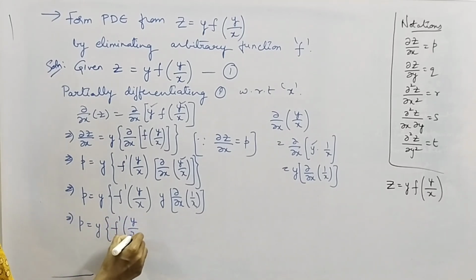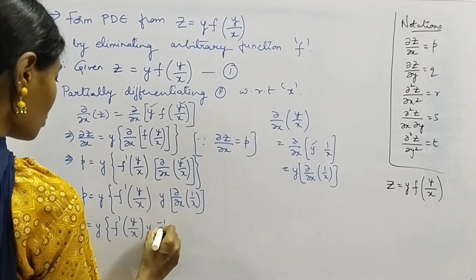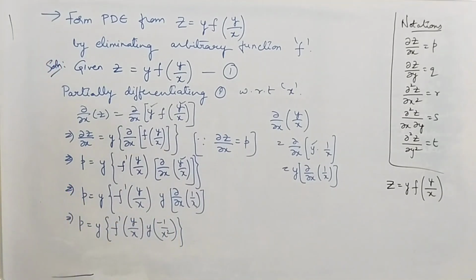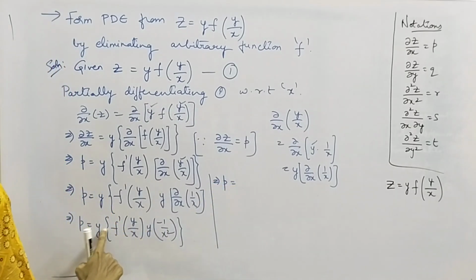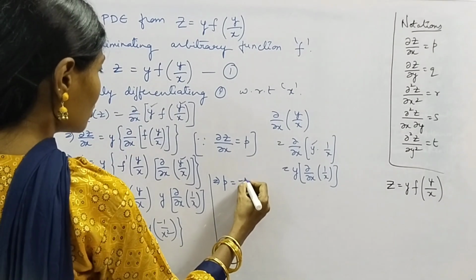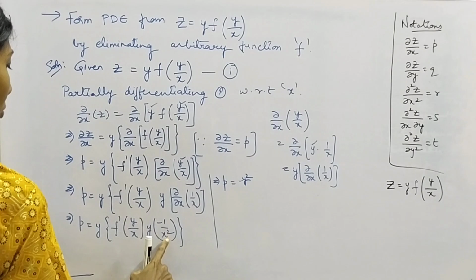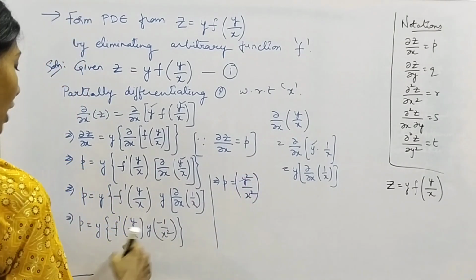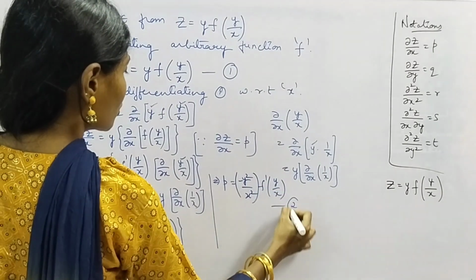This gives us p equal to y into f dash of y by x into y into partial derivative of 1 by x is minus 1 by x square with respect to x, right? Okay, fine. Which gives us p equal to y into y square into minus 1 by x square is minus y square by x square into f dash of y by x. Consider as some equation number 2.